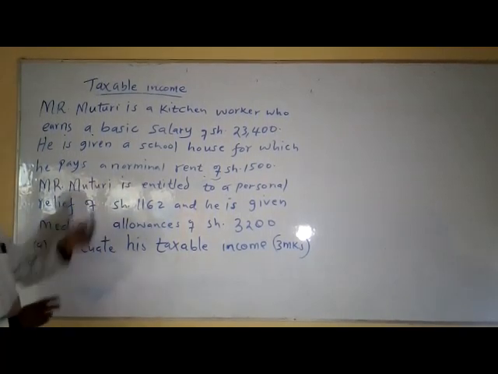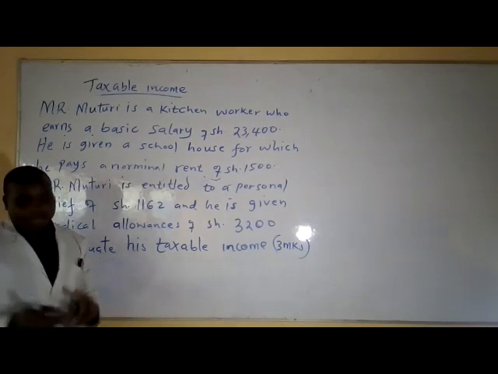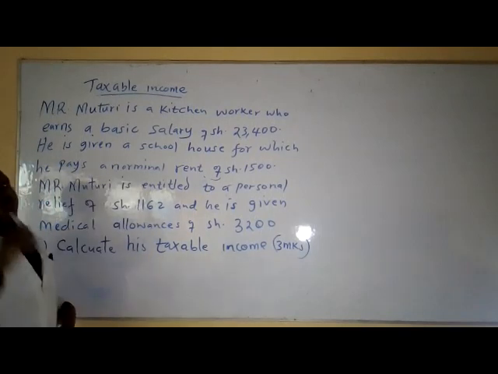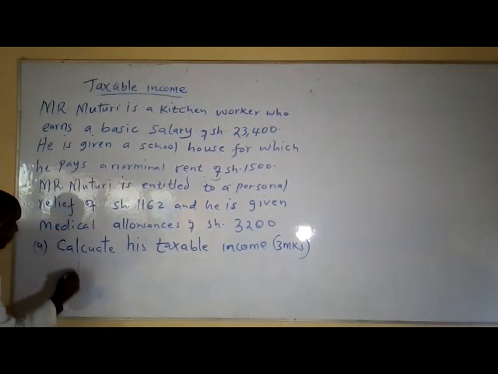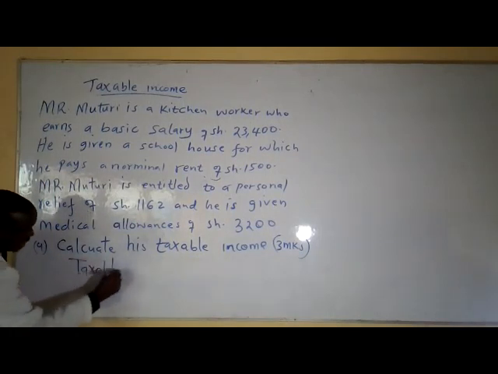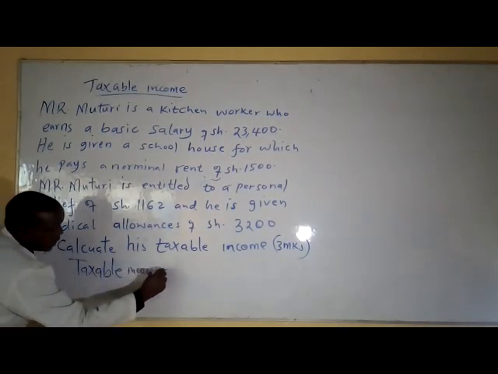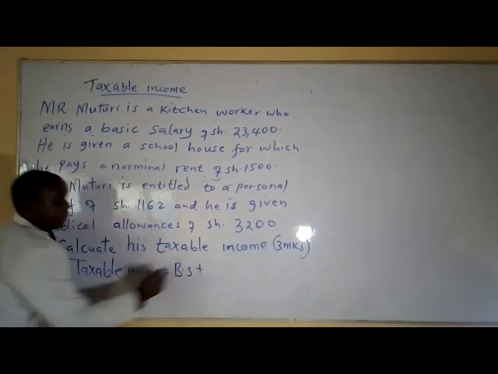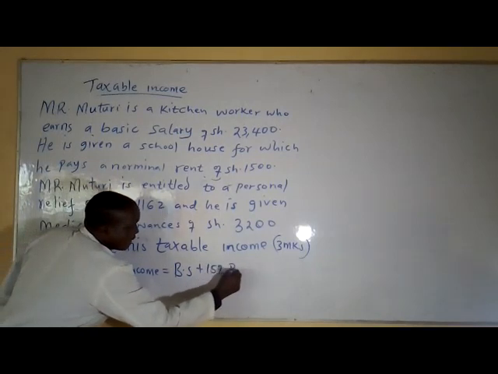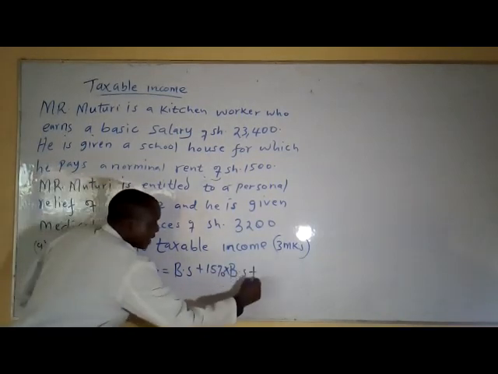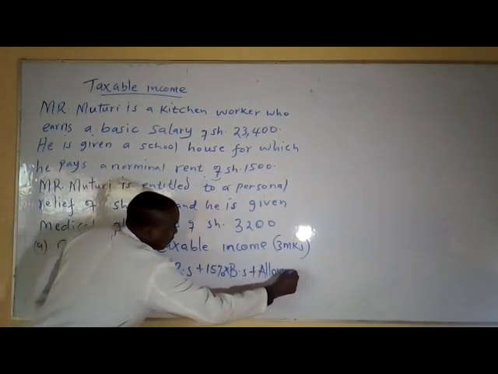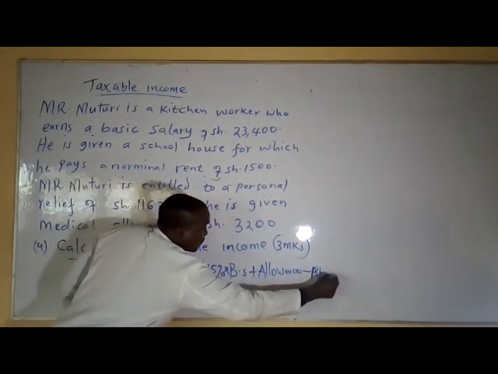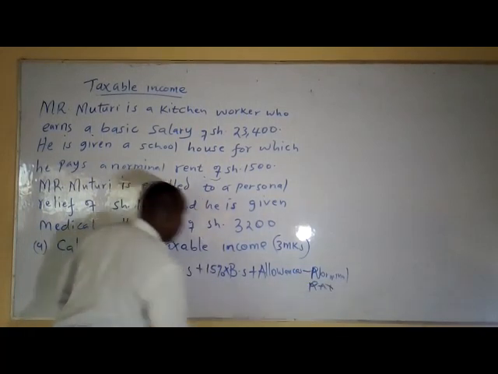Once you have seen a nominal rent, that's why I started by giving you the tip: whenever somebody is given a nominal rent, you must know that taxable income will be equal to the basic salary plus 15% of the basic salary, plus allowances, subtract what? Nominal rent. Subtract nominal rent.